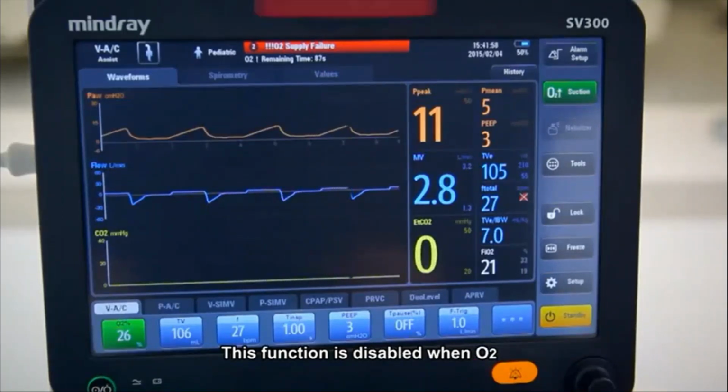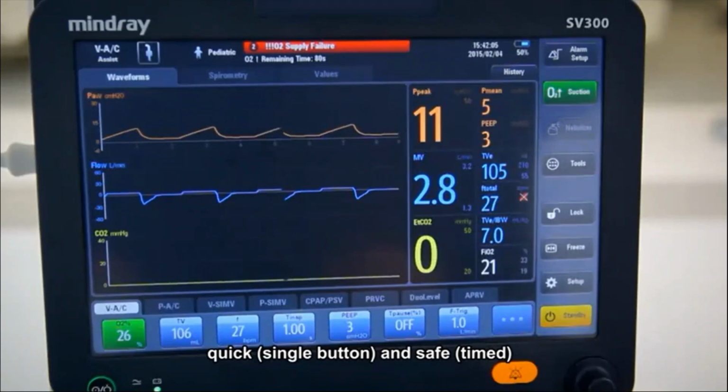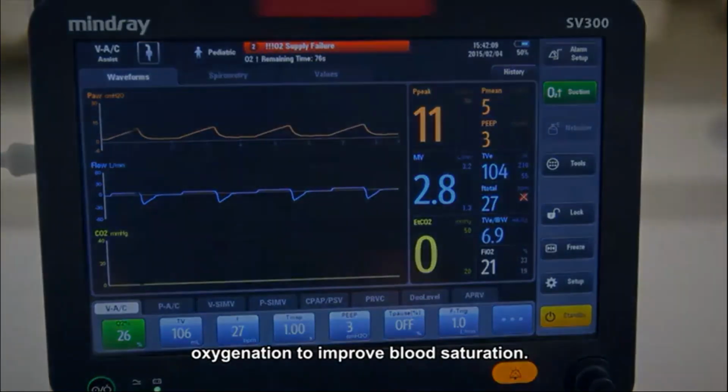This function is disabled when O2 supply type is low pressure. This function is useful for simple, quick, single button and safe, timed oxygenation to improve blood saturation.